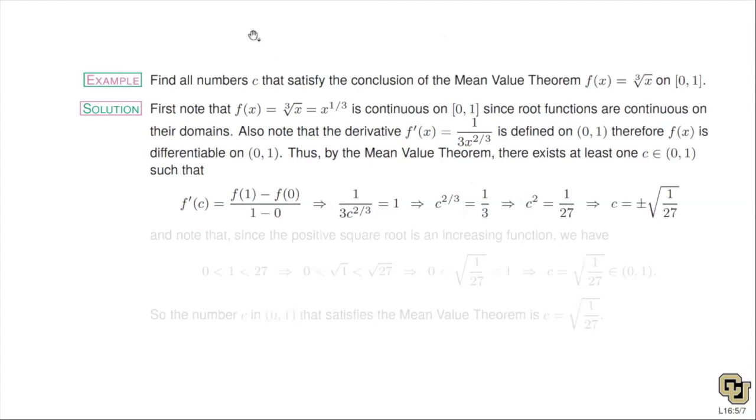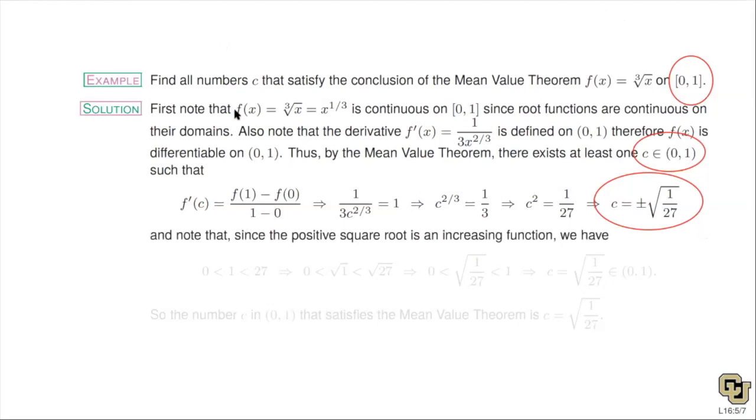But of course, we don't use both roots. In this case, we have a domain restriction. So we're only going to use the root that's between 0 and 1. Obviously, it's the positive root. Since I'm a mathematician and I'm kind of a math nerd, I proved that the square root of 1 over 27 is positive and in the interval 0 to 1.